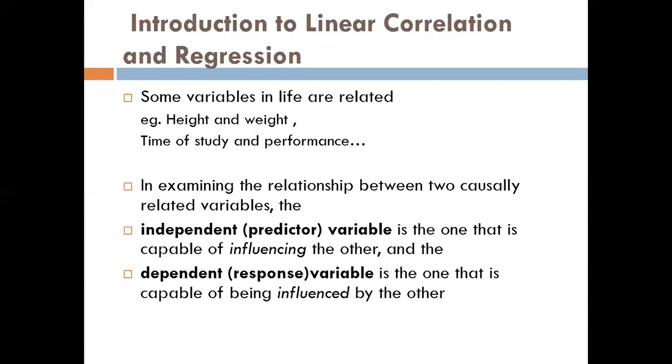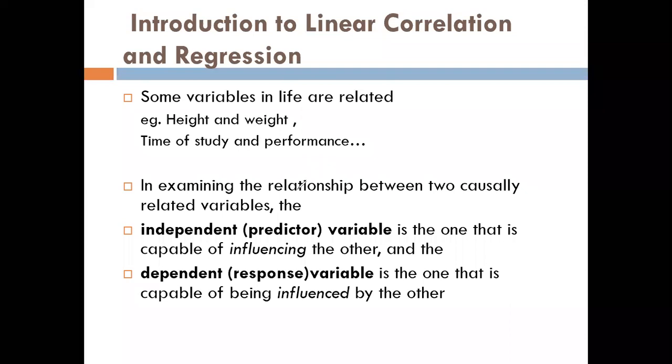Now, a key thing we need to note is that among variables, there can be situations where one variable could cause the other, or could predict the other. And in such cases, the variable that predicts or is capable of influencing the other is referred to as the predictor variable, whereas the variable which is influenced is referred to as the dependent variable.